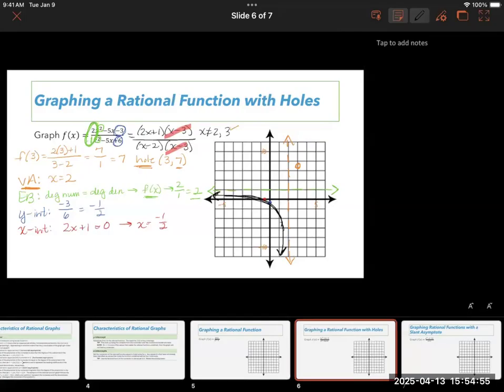Okay. And because I have the hole up here, I'm pretty sure my corner hugger up here is going to come down, meet that hole, and then continue past that hole and curve into that corner. And there's my graph.